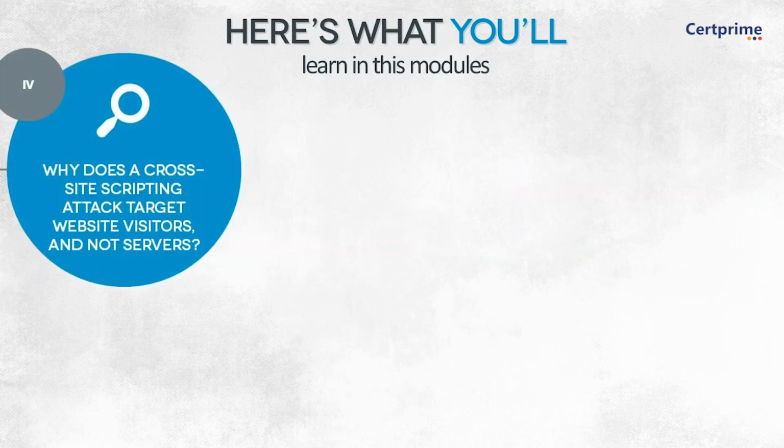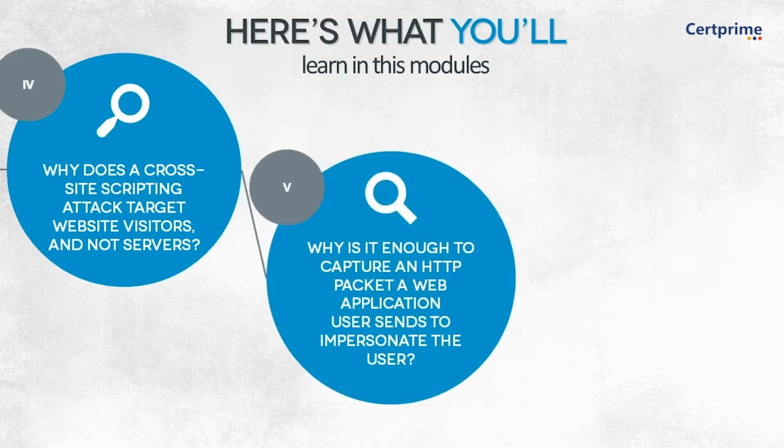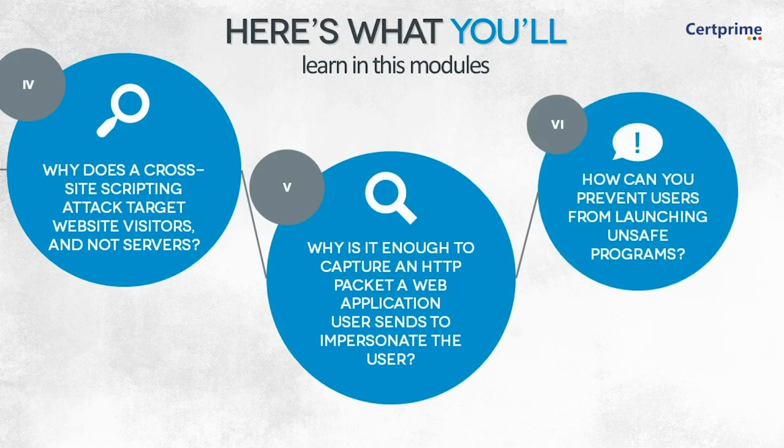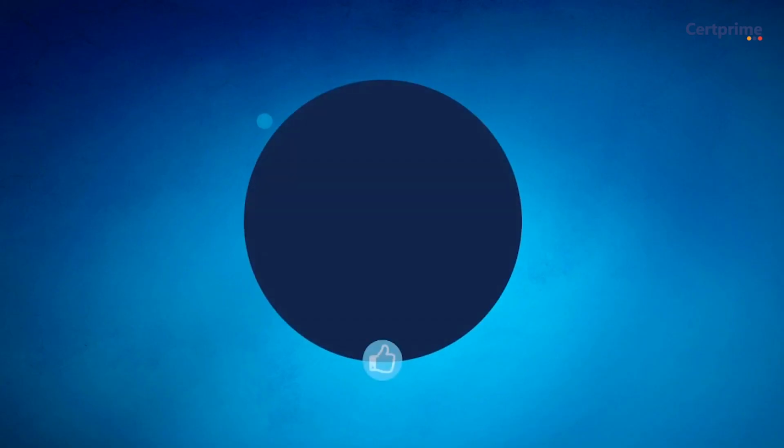Why does a cross-site scripting attack target a page's visitors and not the web page itself? How can an attacker impersonate an authenticated user of a web application? Finally, we'll try to see if there's some way to prevent users from running insecure or harmful programs. We'll also discuss the features and characteristics of insecure programs. See you in the training.